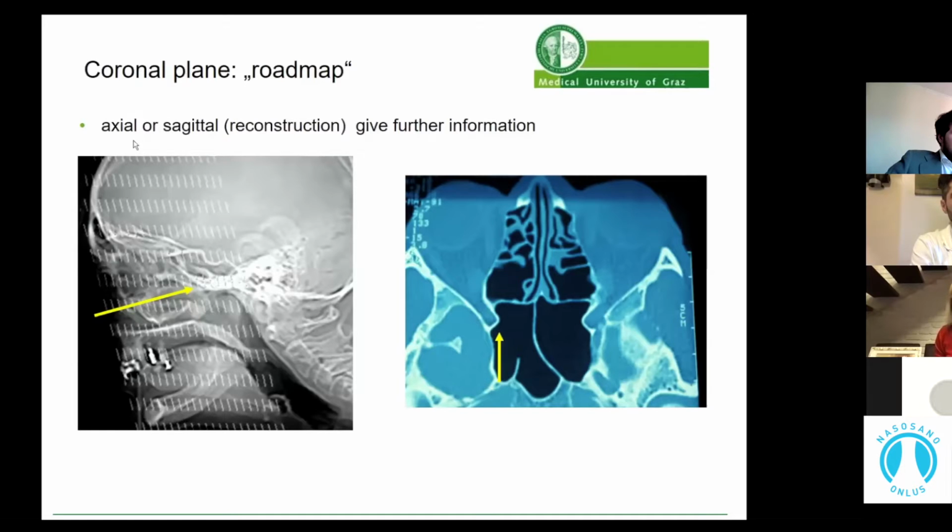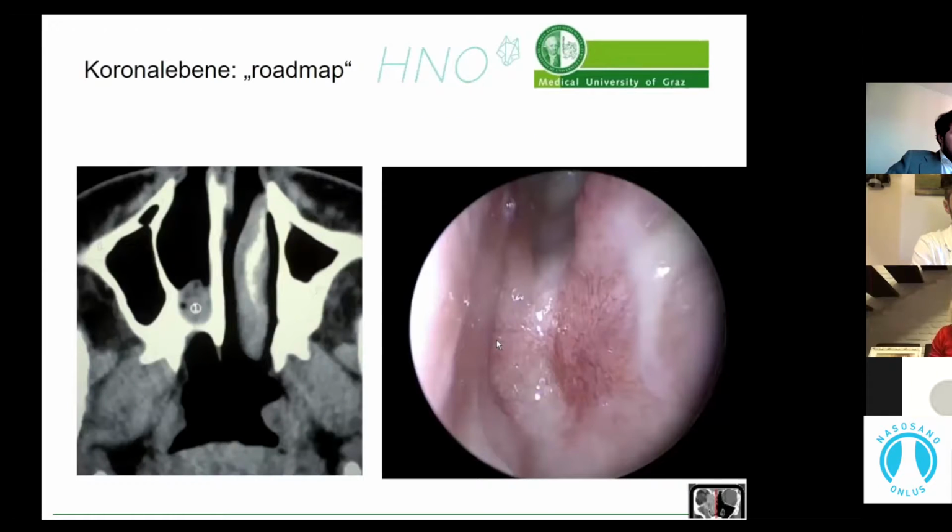I told you coronal planes are our roadmap. Axial planes give us further information. Here, for example, the run of the optic nerve can be nicely seen on our axial CT scans. Furthermore, here an example of a choanal atresia patient.